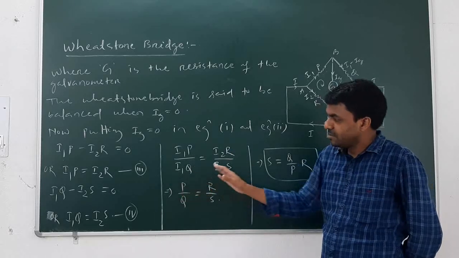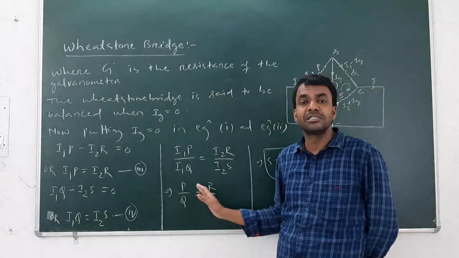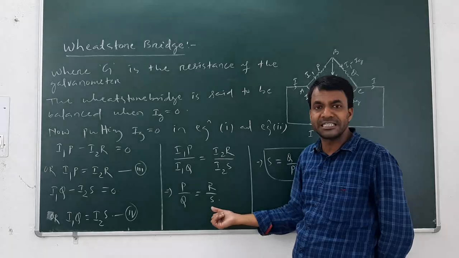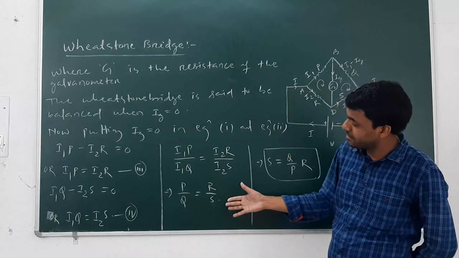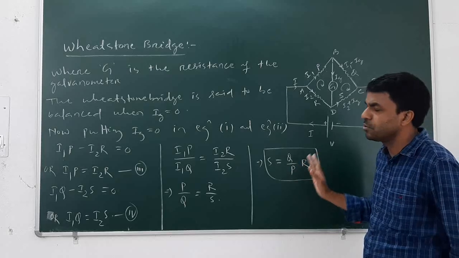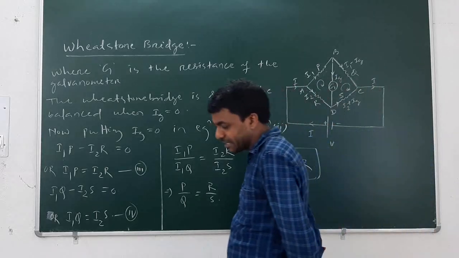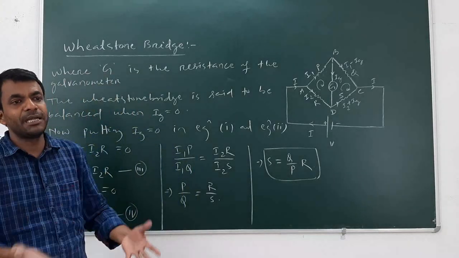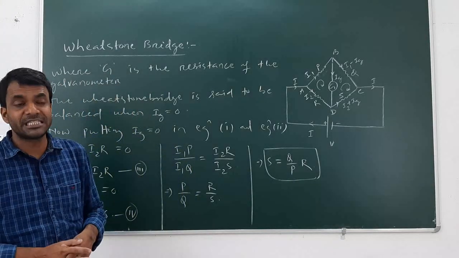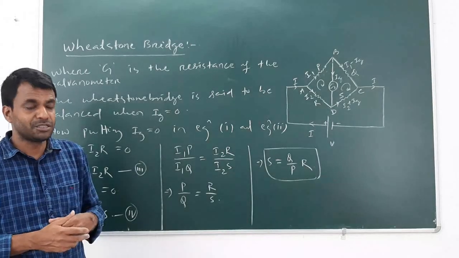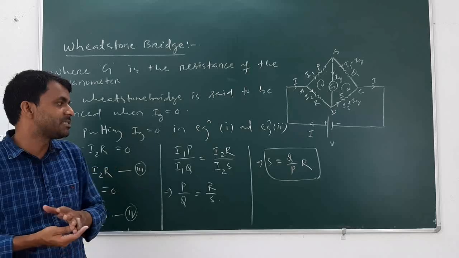This is the required derivation of the Wheatstone bridge. Whenever I have taken S as the unknown resistance, I can calculate the value of S as S equal to Q by P into R. In this way, we can calculate the value of unknown resistance by applying Kirchhoff's laws in the Wheatstone bridge.